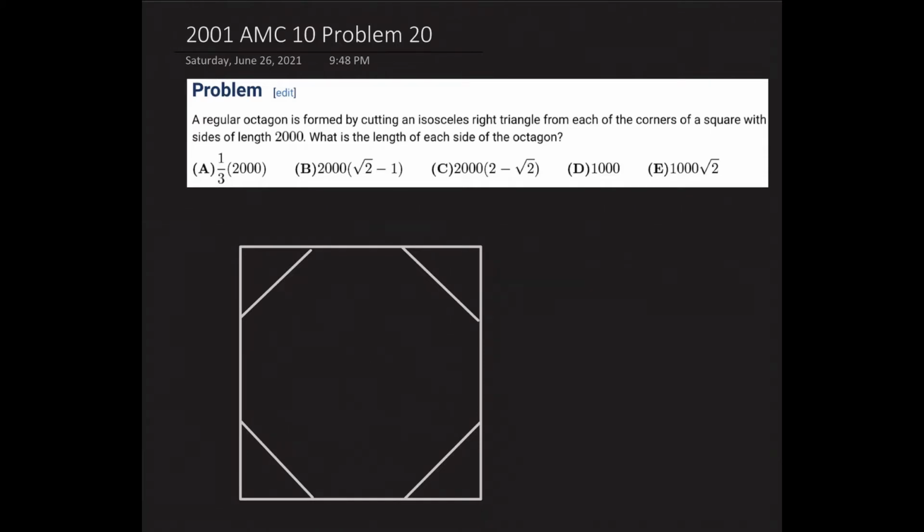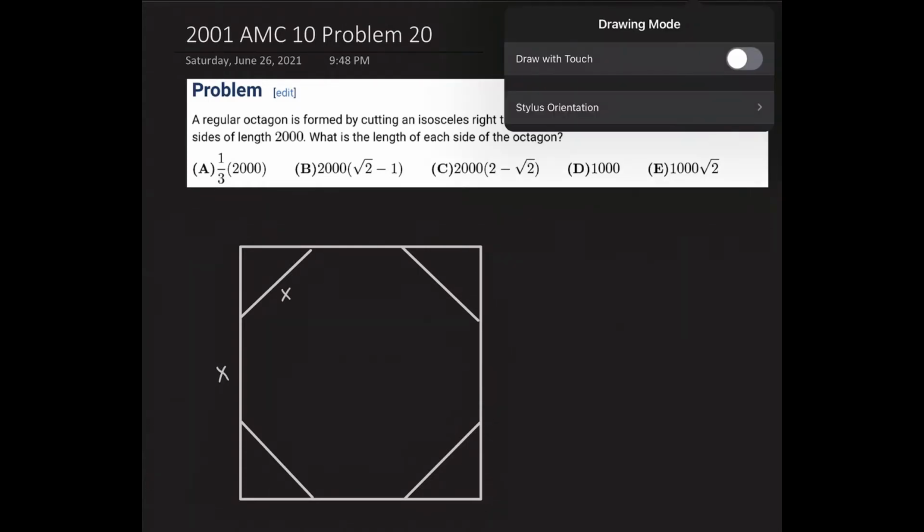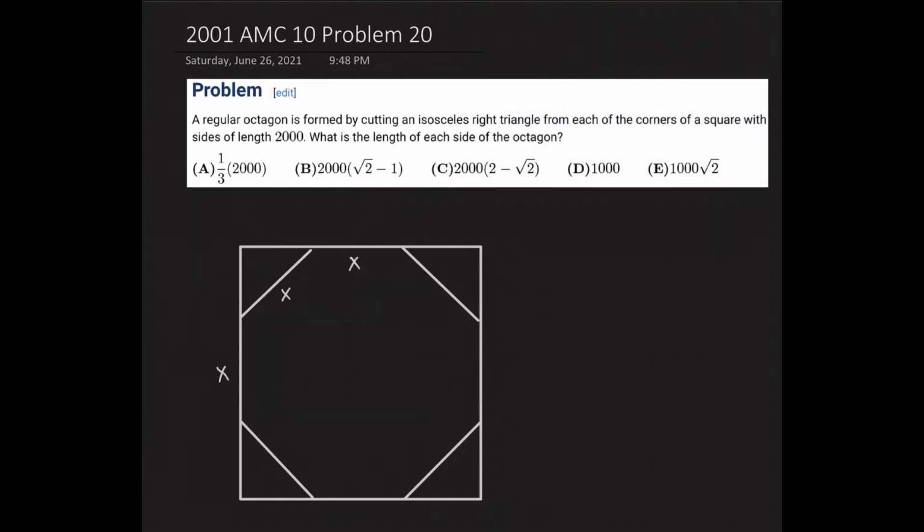So I've drawn the square here and I've cut off an isosceles right triangle from each of the corners, which are right here, here, here, and here. And so we want to find out the length of each side of the octagon given the side length of the square. So if we first denote the length of the octagon as x, then we can assign this for all of them. And say x, x, x, x, x, x, x, and x.